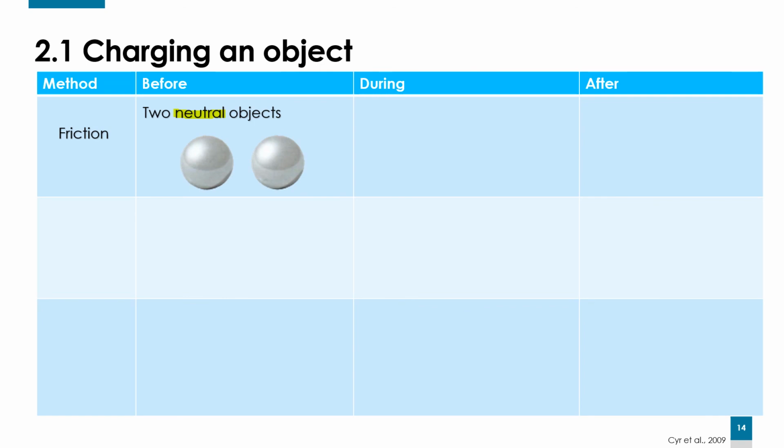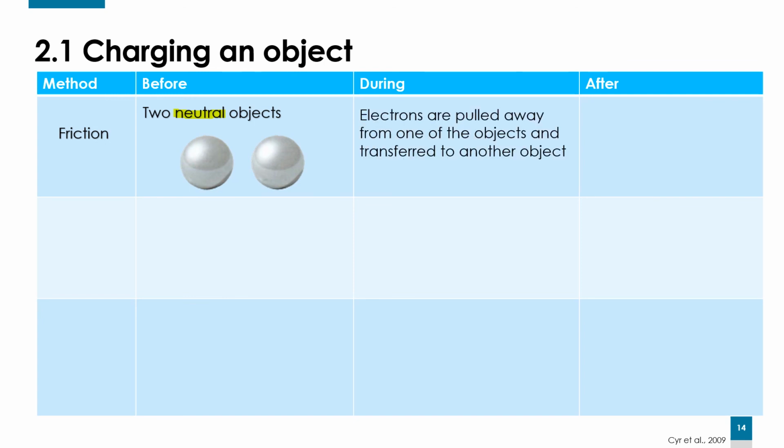But if I rub them, what's gonna happen? Electrons will pull away from one of the objects and transfer to another. How do I know which material is gonna receive electrons? Which material is gonna give away the electrons? It will depend on the type of material.